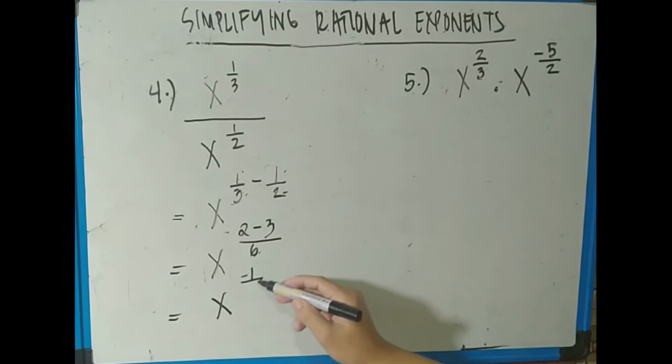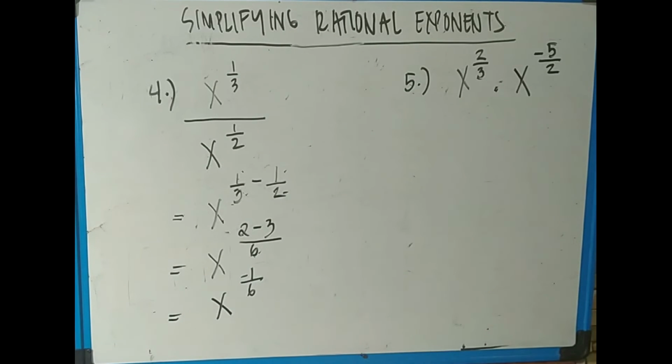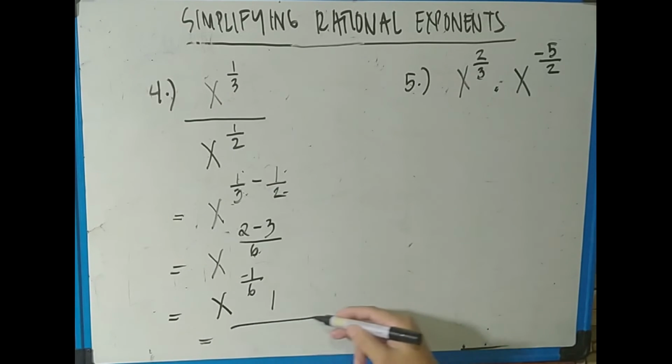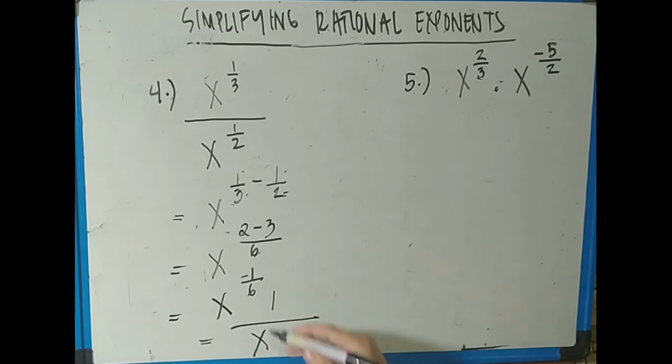And copy 6. Okay, again, as what I have said a while ago, there is no negative exponent dapat in the final answer. So, ang gagawin natin, if there is a negative exponent, bababa lang natin siya. So, bale, ang magiging sagot is 1 over x, then magiging positive na po siya. So, this will be your final answer.